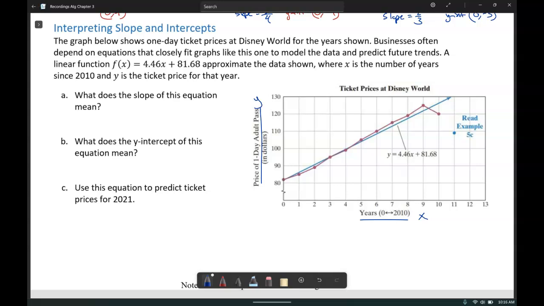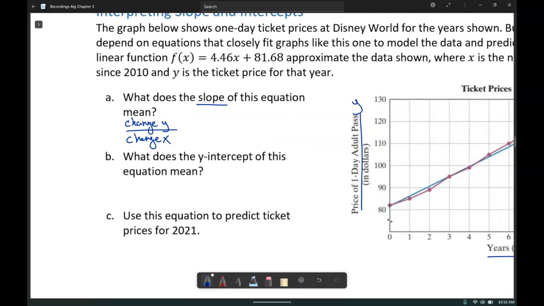When we want to interpret the key values of these functions, we need to consider what x and y represent. Now, slope, recall, is the change in y over the change in x. And as we consider the change in y over the change in x for slope, that's how we're going to interpret the meaning of the slope. So the change in y is the change in the price, while change in x is change in time, or change in the years.